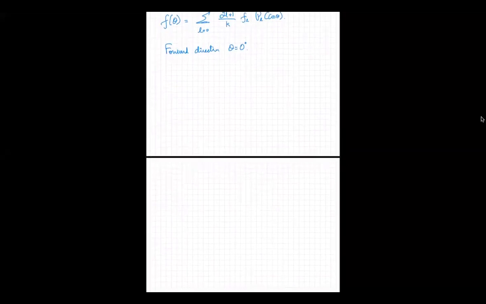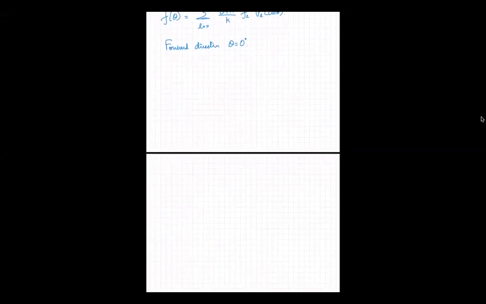So basically, if I throw in a wave in the forward direction at theta equal to 0, then after scattering, the amount of wave that I should measure in the forward direction should be less.